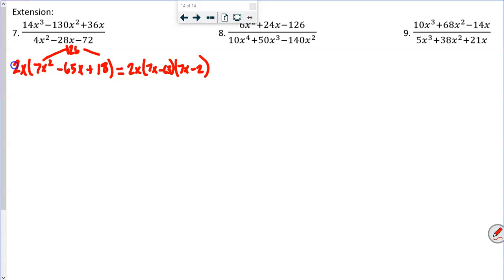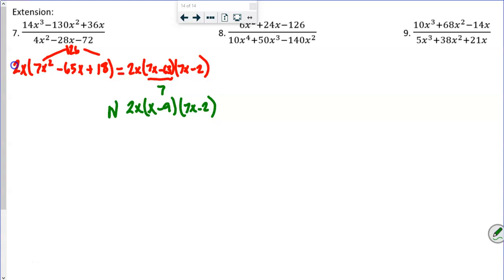Yep. Okay, so now divide both of these, or what is the GCF here? The GCF here is what, y'all? 7, yeah. So this is going to be 2x, and then that's going to be x minus 9, and then this is going to be 7x minus 2. So those are the factors there, okay? So that's our numerator, right? So I'm going to put an n on that.